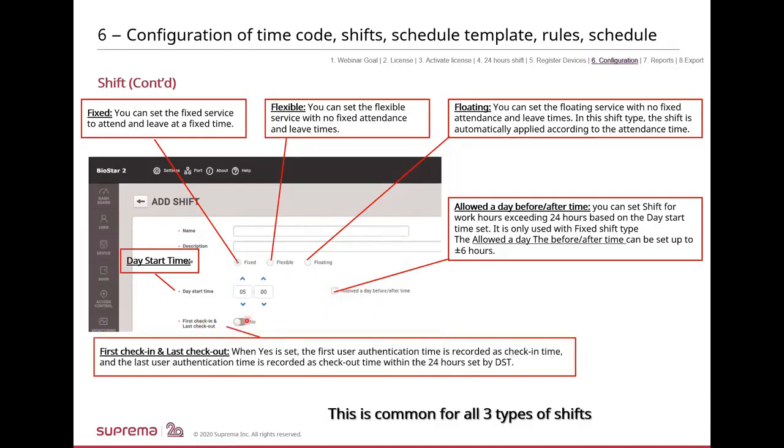The last point in this window to be understood is the first check-in, last check-out. If you did not enable this part, this means that no transaction is going to be taken into consideration until you choose a function key on the device. So each transaction must be accompanied by a function key. So if this feature is set to no, and users are using the device without pressing the function keys, when you run the report, the report will be empty, because your shift configuration is saying do not check the first transaction and last transaction.